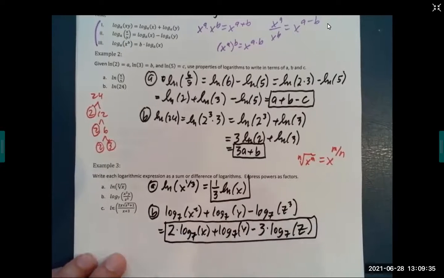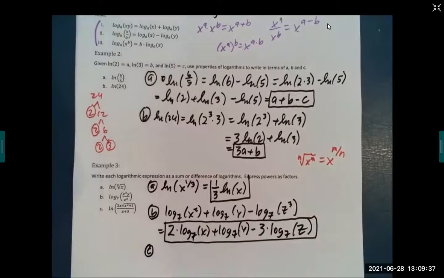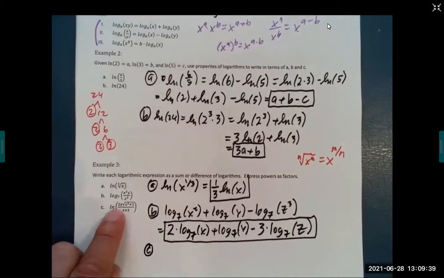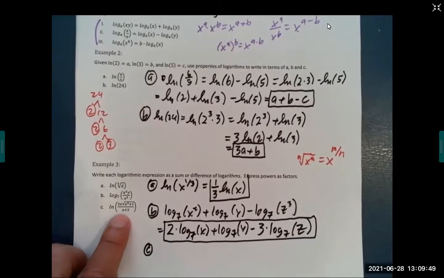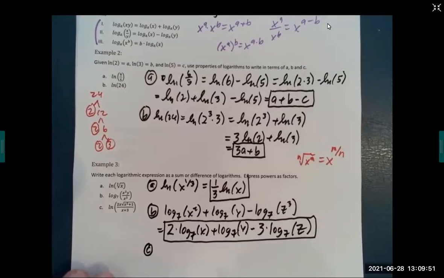Part C, let's see if I can keep this in the frame. I'm going to notice that I have a 2 that I'm multiplying times x, that I'm multiplying times the radical. Now the radical, I'm going to turn that into x squared plus 1 raised to the 1/2 power. And I'm dividing by the x plus 3. So let's break this up.